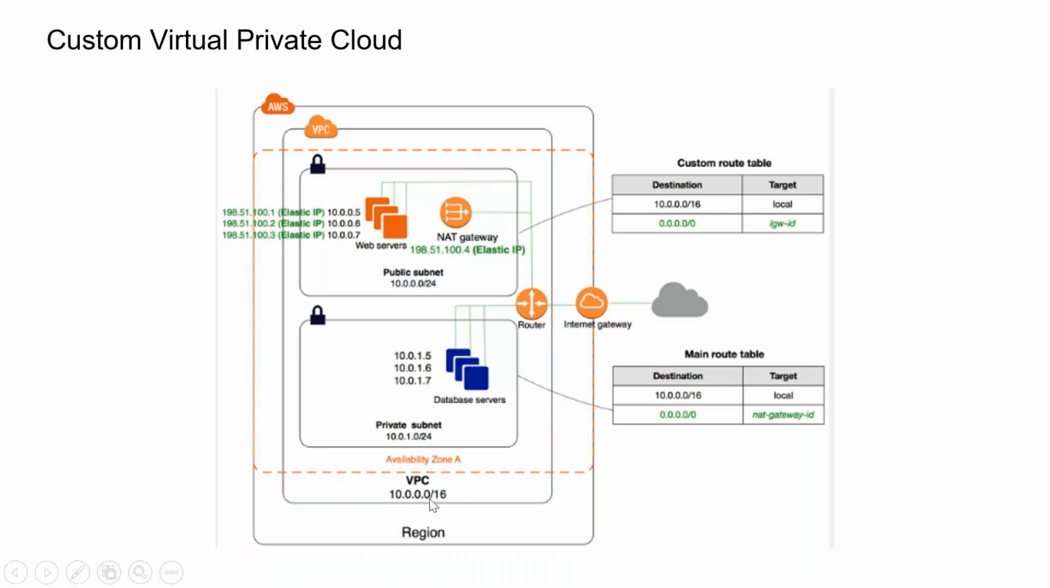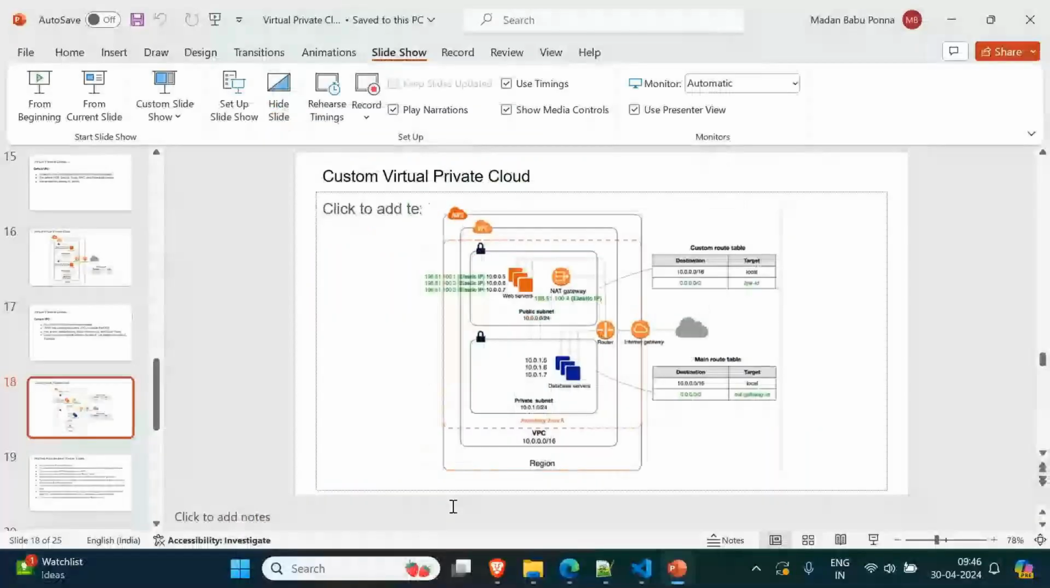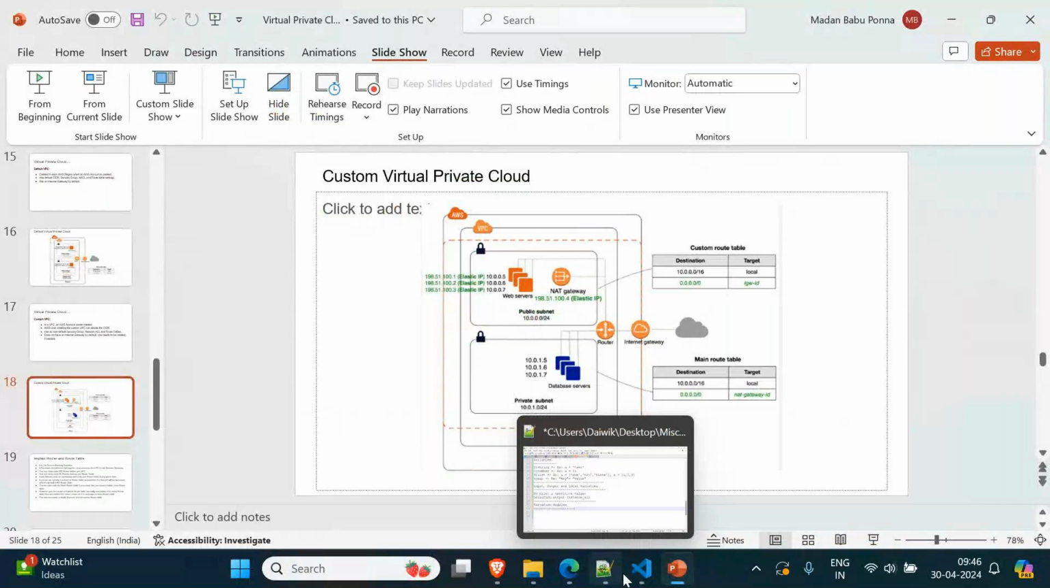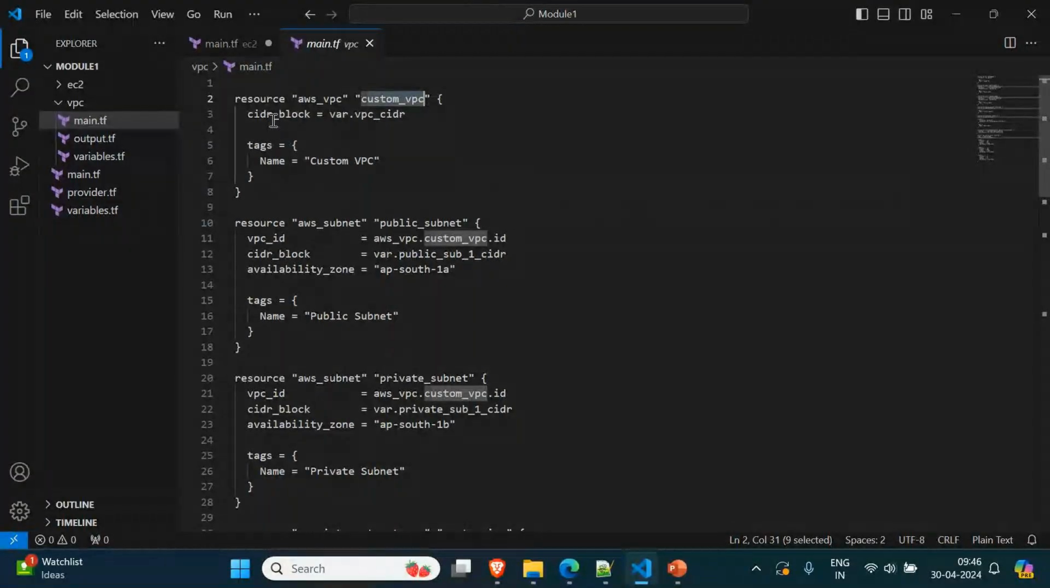So whenever you're creating a VPC, compulsorily we have to provide the CIDR value. The same thing we are doing here. This is a key, cidr_block is a variable. So when you go to the documentation, you will find everything.